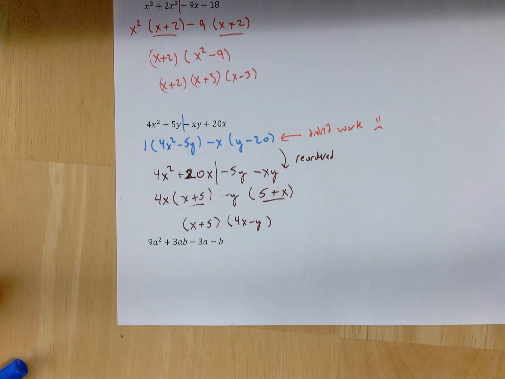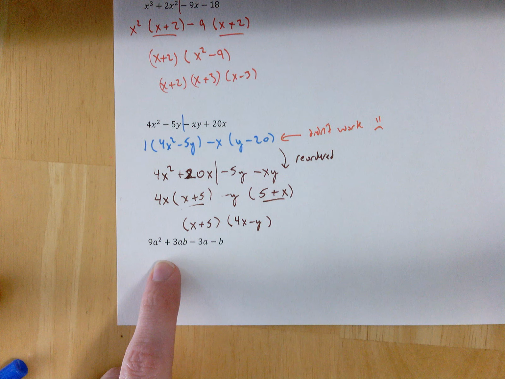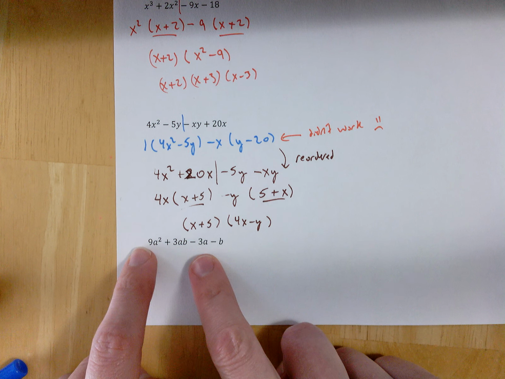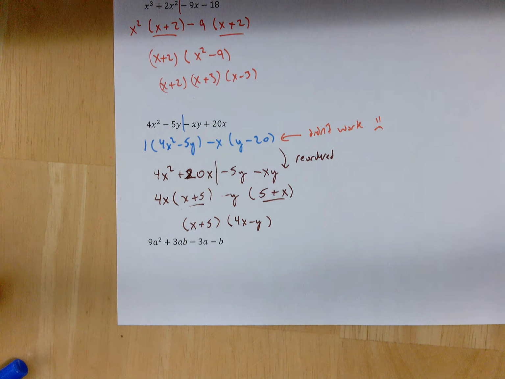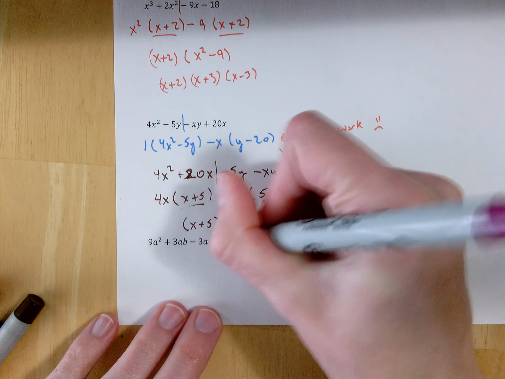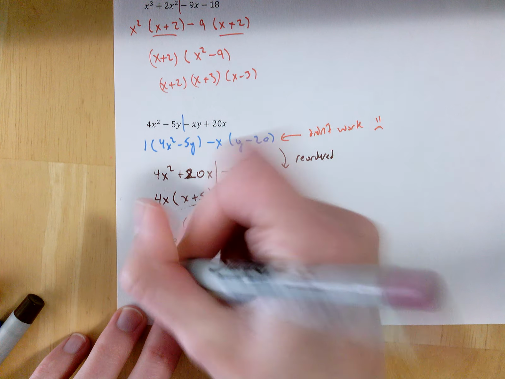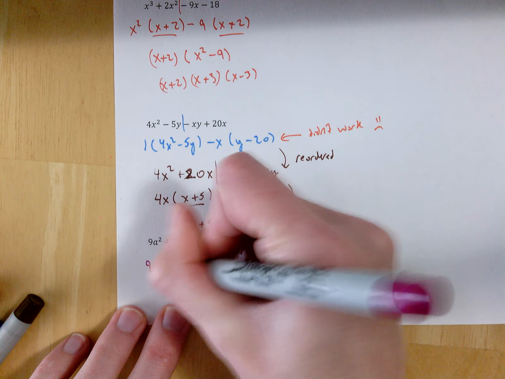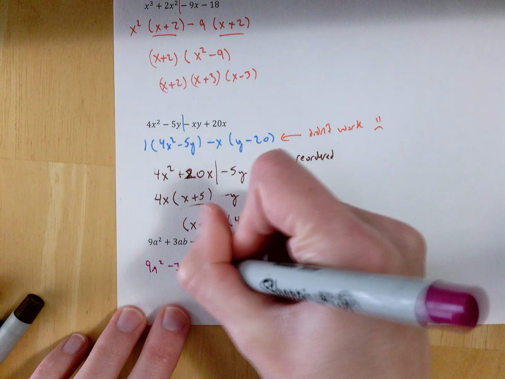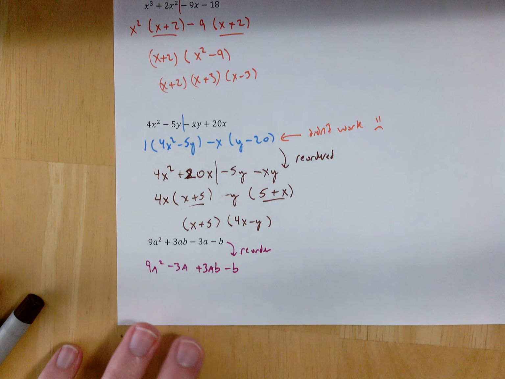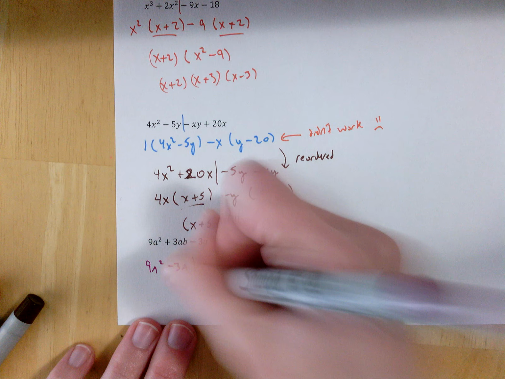All right, so let's take a look at this one. So looking at this one, I'm eyeing this and I'm seeing like, oh yeah, this looks like it's going to be something similar, right? Where these guys have b's, but those guys don't. So I'm going to start this one just by trying to reorder it. So I'm going to put 9a squared and then minus 3a and then plus 3ab minus b. Okay, so the ones with the b's are on the same side.